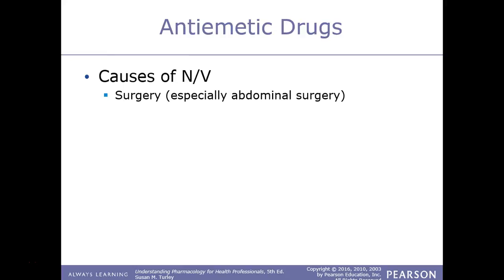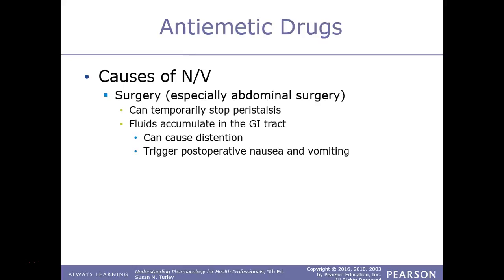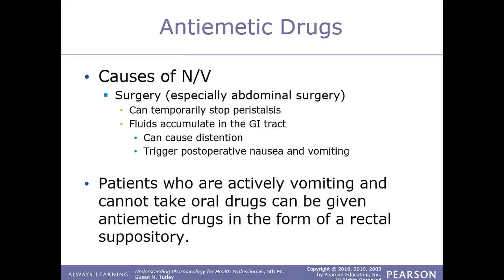Surgery can be another, especially abdominal surgery, with increased pressure from the gas and air that's usually pumped into the stomach when they're doing surgery. Also, surgery can stop peristalsis. It has an anticholinergic type impact, and fluid accumulation in the GI tract can cause distension and bloating and trigger post-op nausea and vomiting. Patients who are actively vomiting cannot take oral drugs.